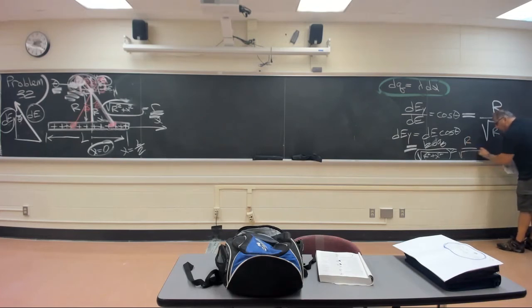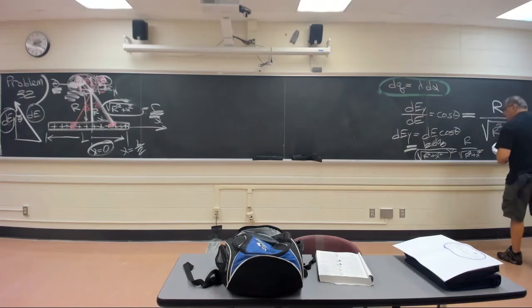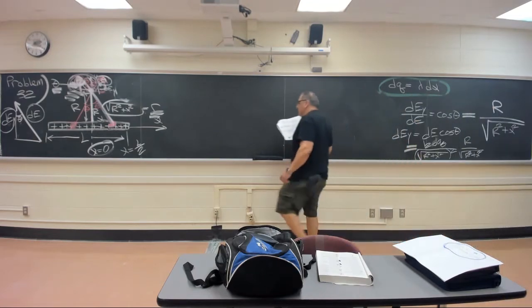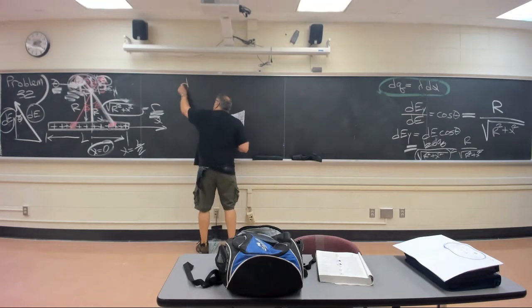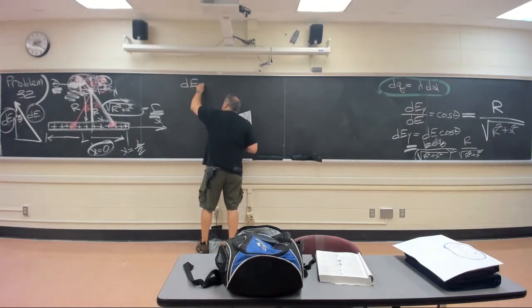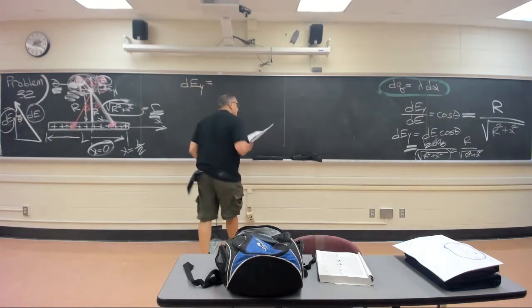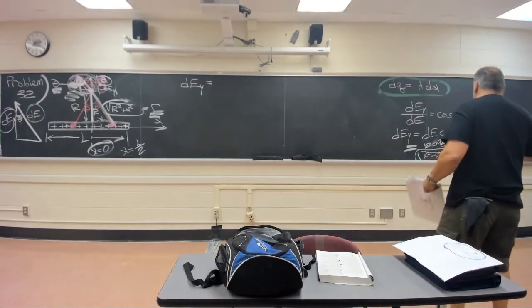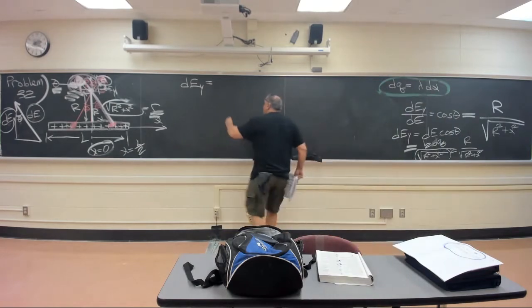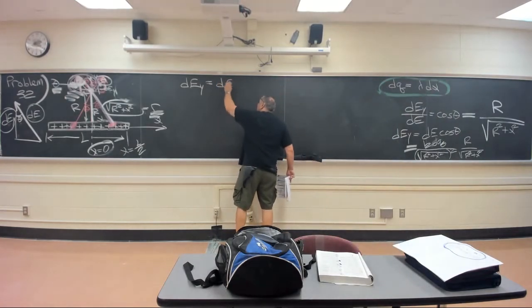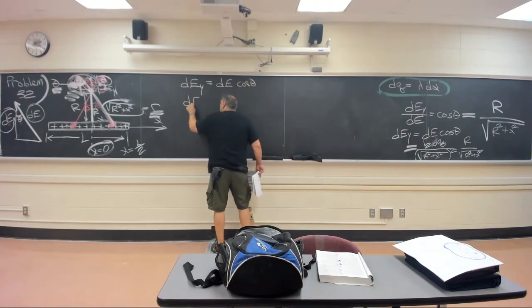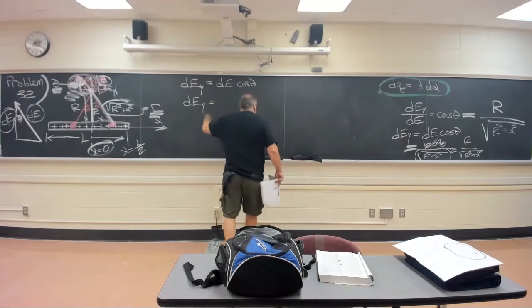The cosine of theta is R over the square root of, and I'm going to write this again. I don't like writing this low on the board sometimes. I'm sure you can probably see it, but let's write that again because it's a very vital point. dEy equals dE cosine theta. We already said that, but let's say it again.